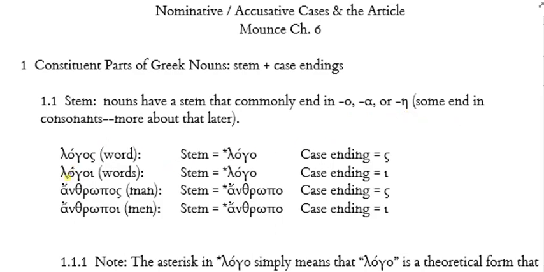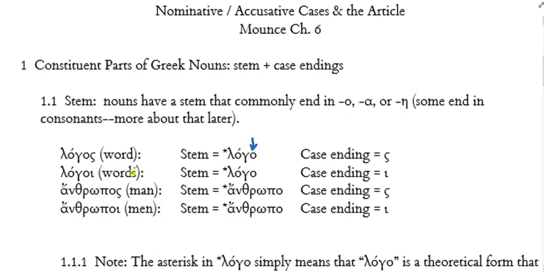So I've given you two examples of nouns in Greek here, logos and anthropos, word and man. And I want you to notice here that in the form logos, we have the stem logo. So there, notice the stem ends with what? An omicron. And then the sigma that you see here is the actual case ending. So two constituent parts of the noun: stem, case ending.